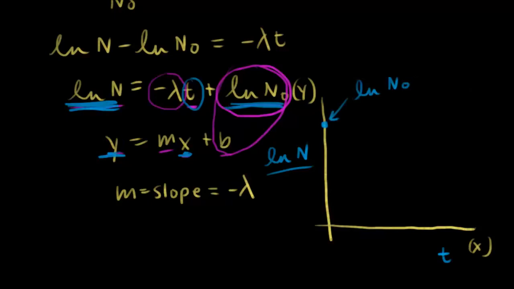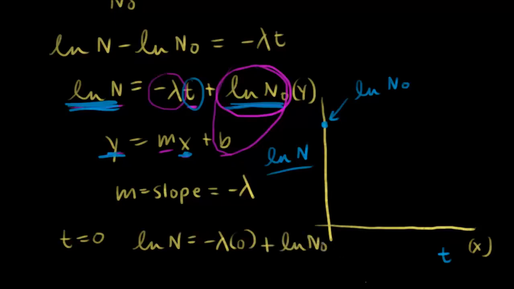And we could prove that really quickly. We could say when time is equal to 0, let's plug that in. We'd have natural log of N, which is equal to negative lambda times 0 plus natural log of N naught. So this would go away, and you can see that we would have natural log of N naught equal to this point here. So that's our vertical intercept.